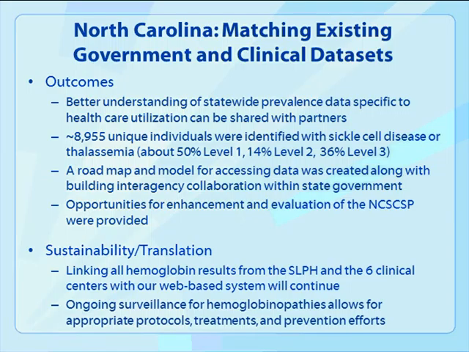Some efforts will be continued beyond this RuSH project, including sharing interagency data and building a statewide partnership. We will also link all hemoglobinopathy results from our North Carolina State Laboratory of Public Health with our program's web-based system, as well as the 6 comprehensive medical centers reporting to our system for continued surveillance activities. Ongoing surveillance for hemoglobinopathies is also a basic public health activity for the North Carolina Sickle Cell Syndrome Program to ensure that the appropriate protocols, treatment, services, and prevention efforts are being met. Next slide.